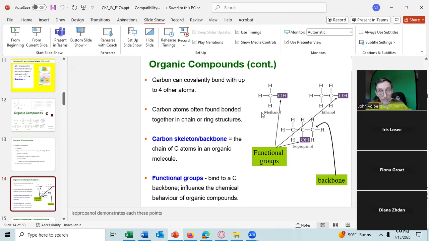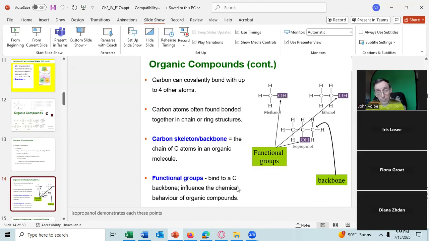For example, methanol can dissolve in water because of this functional group. Methane cannot dissolve in water. Methane is a nonpolar molecule. Methanol is a polar molecule. Any question about any of that?